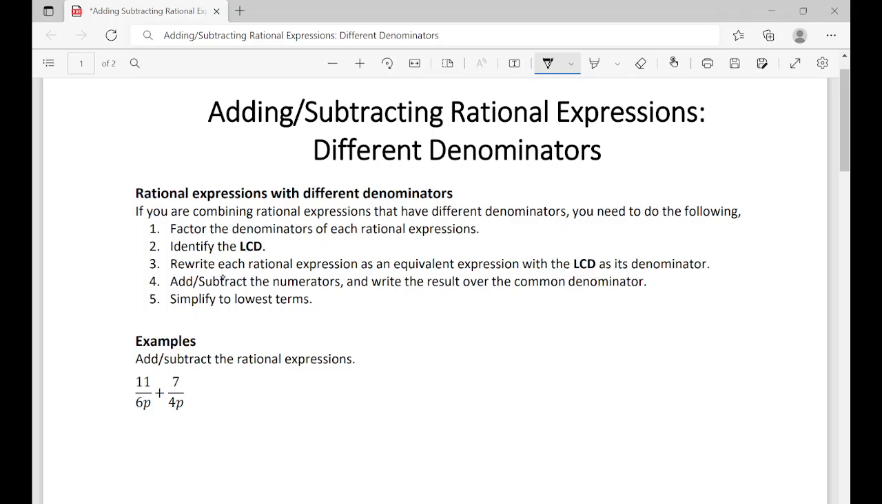You need to rewrite each rational expression as the equivalent expression with the LCD in its denominator. Then you can add or subtract, depending on what is asked of you, the numerators, and then write the results over the common denominator. And then finally simplify to lowest terms if possible.